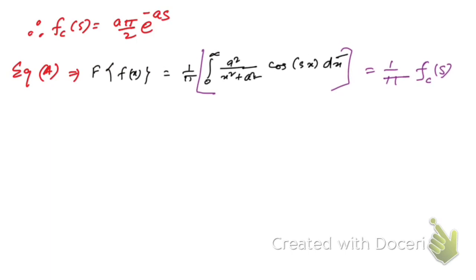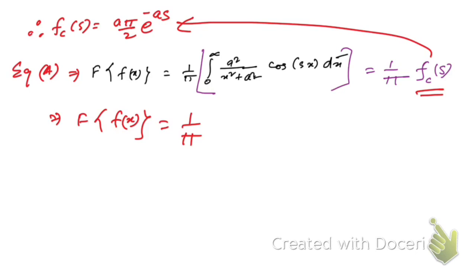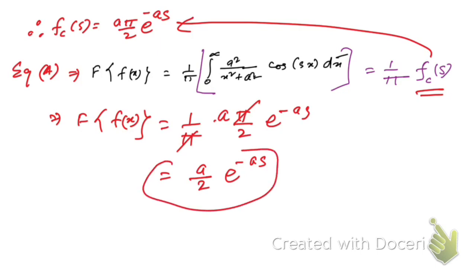So here, Fourier transformation of small f of x. Small f of x is the given function. So that is equal to, we have got 1 by pi cosine transformation of small f of x. So that is 1 by pi. We have got this one equal to this. Here we're going to put a into pi by 2 e to the power minus as. That's what we have got. So here pi cancels. So this is our answer, a by 2 e to the power minus as.